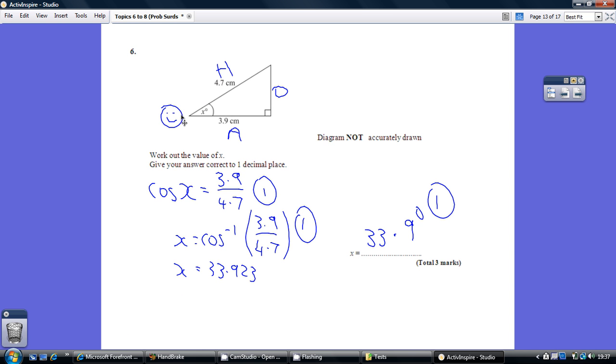Picture yourself at the angle, label up O, A and H. Opposite, adjacent, adjacent is next to you, and hypotenuse. Okay, tick the two we know or need to know. We know the adjacent and the hypotenuse, A and H, so it's a cos question. Cos x is 3.9 over 4.7. How do you undo the cos? You inverse cos both sides. So x is inverse cos 3.9 over 4.7, 33.923, 33.9 to 1 decimal place.